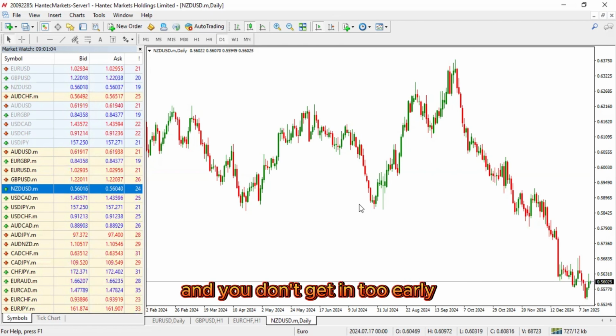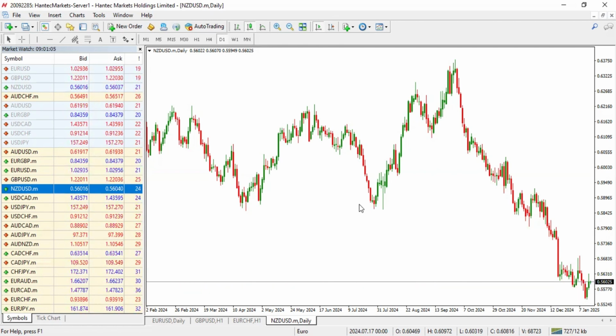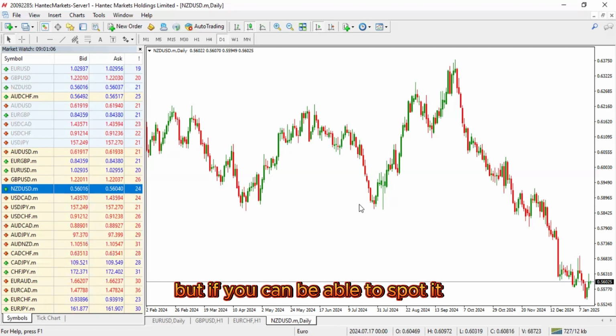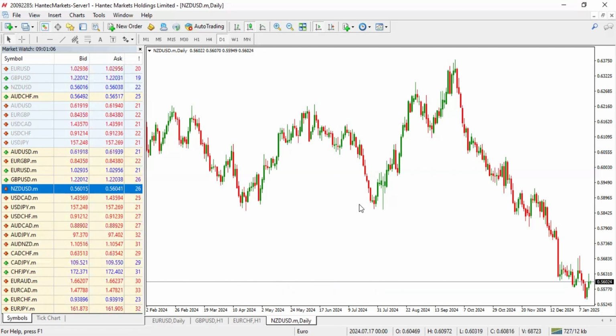so that you don't get stopped out and you don't get in too early. It's a very delicate thing. But if you are able to spot it correctly and take entry, the result will be awesome.